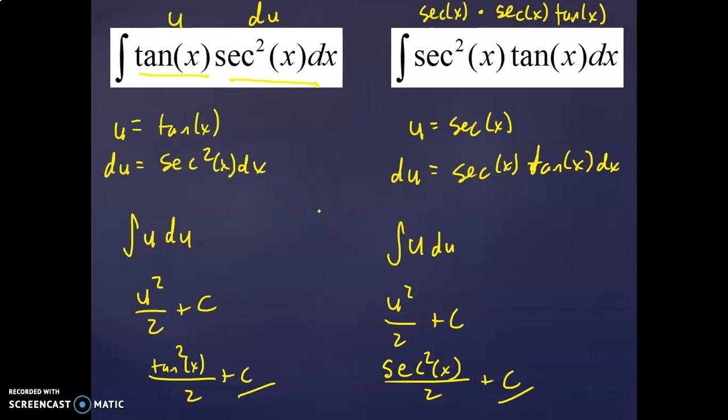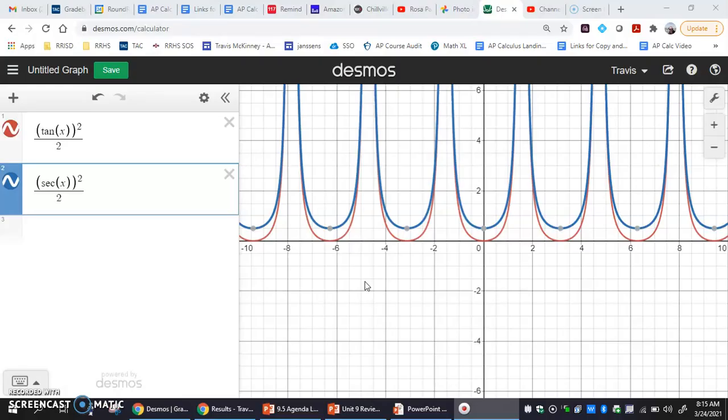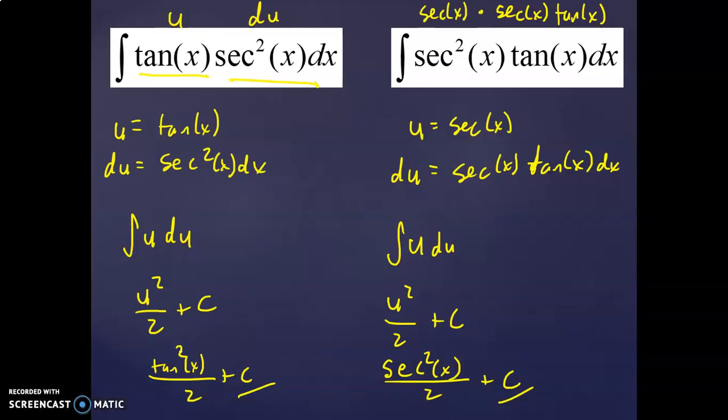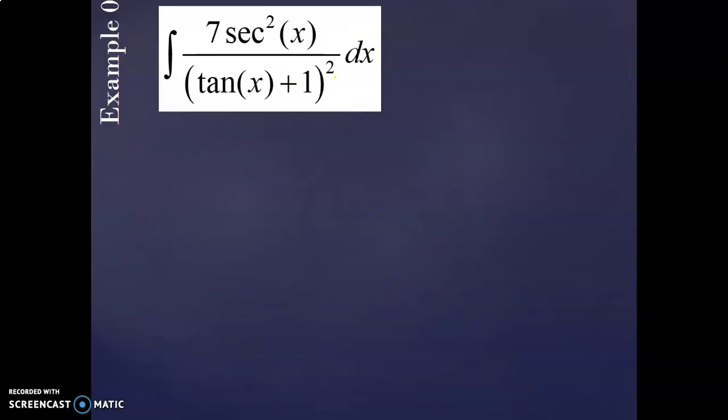But real quick, I wanted to show you what the graph would look like. So as you can see, the graphs of tangent squared over 2 and secant squared over 2 are essentially the exact same thing. They've just been shifted up by a half on the secant squared graph. So a different constant could make these be exactly the same graph, which is why there's 2 equivalent answers. The constant would be different depending on the particular solution that you would end up finding.